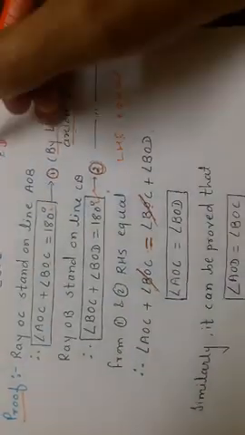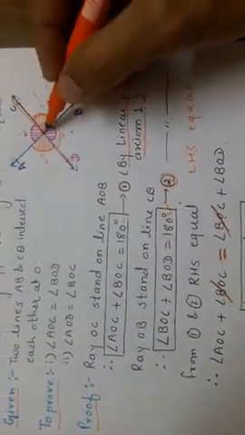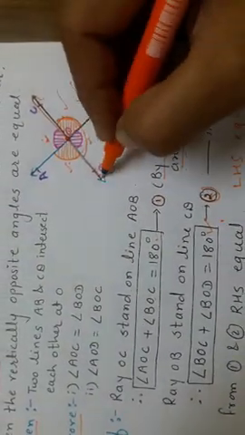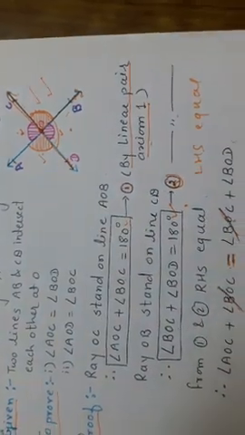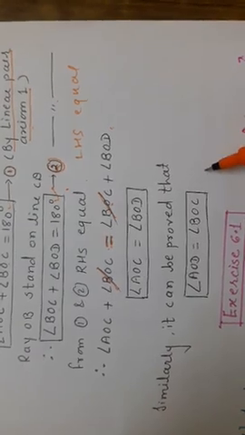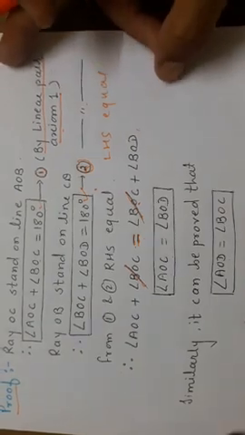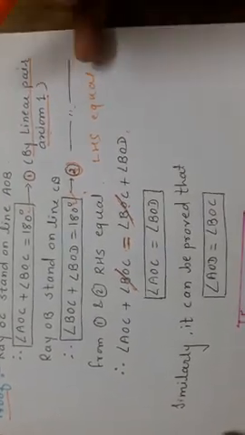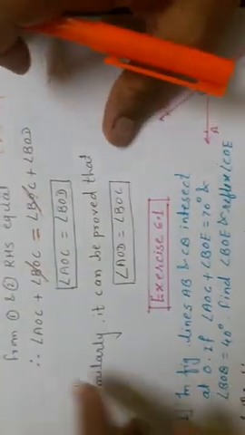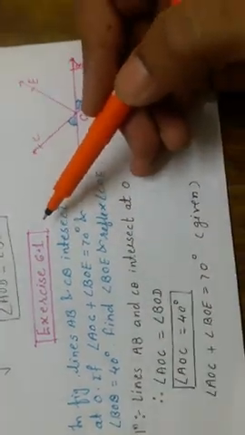Now we have to show this and this. Then what are we going to consider for that? We will say OB is a ray standing on this line and adjacent to this is OD. Similarly, we can prove angle AOD is equal to angle BOC. From this theorem we have proved that vertically opposite angles are equal when two lines intersect each other at a point. This theorem we are going to use in the coming exercise, exercise 6.1.